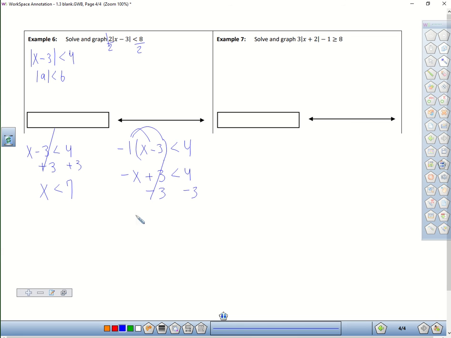Subtract. Negative x is less than 1. Divide both sides by a negative. We divide both sides by a negative, we flip our inequality. So we know that x is greater than 1, but less than 7. So we can write it like this: 1 less than x, less than 7. So that would be our compound inequality. So to plot this, we're going to do an open circle here.